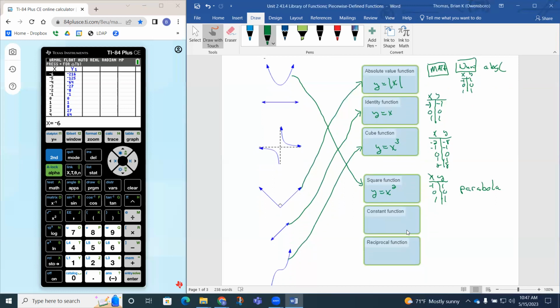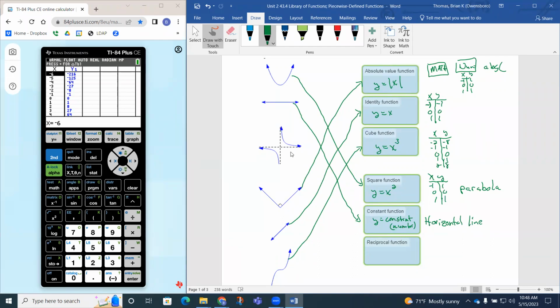A constant function is basically y is equal to a constant. So remember, a constant is just some number. So you won't see a variable. It's just going to be some number. So the constant function is going to be a horizontal line. So it's going to be that graph there. And it's going to be defined by whatever the constant is, whatever that y value is.